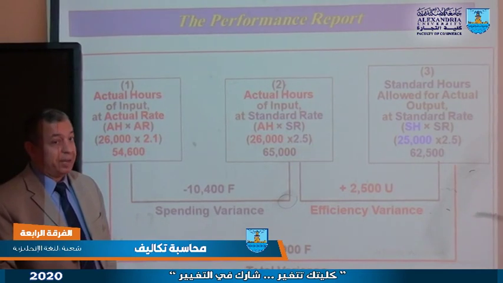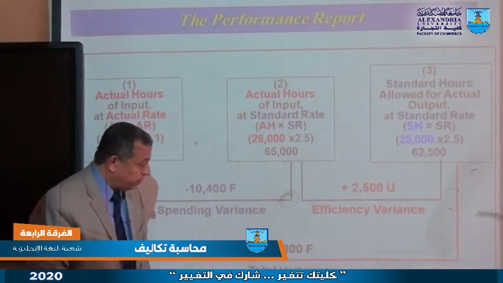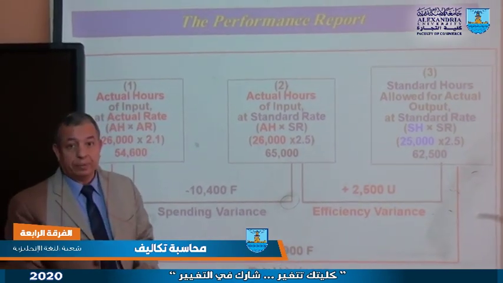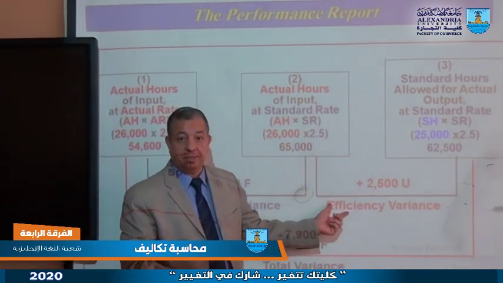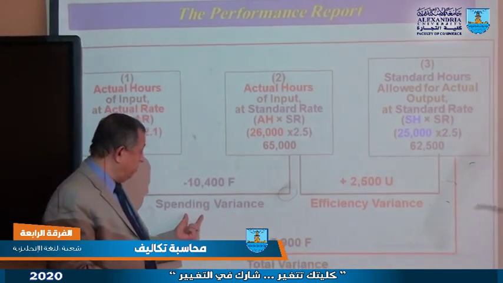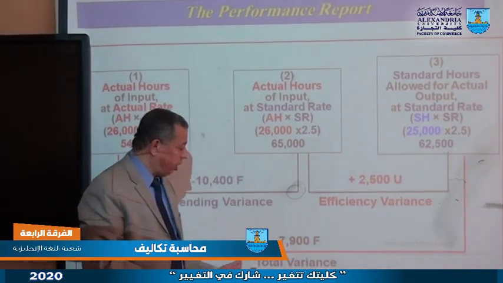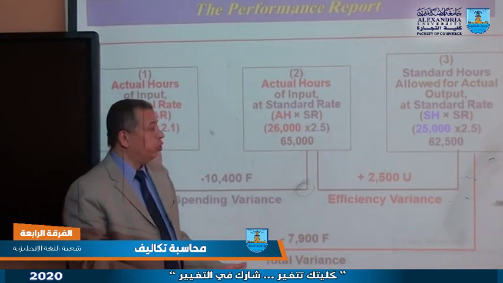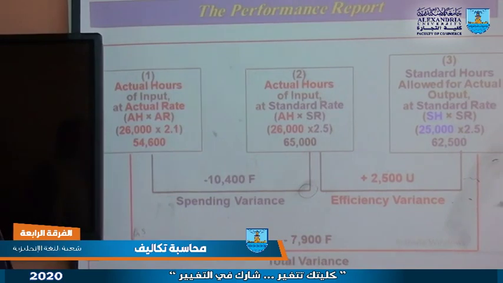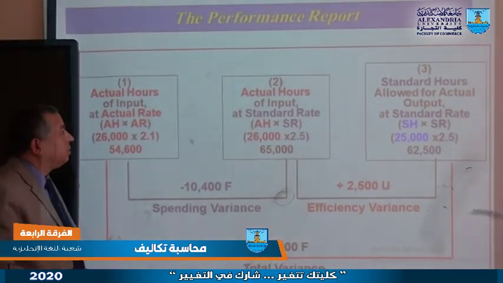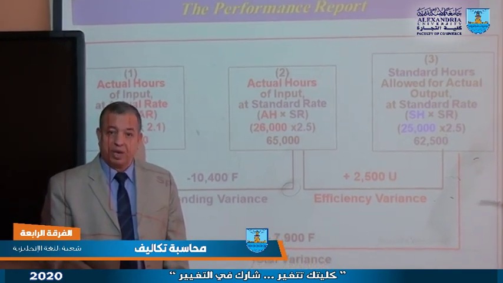Don't forget, I will check my answer. The total variance has 2 reasons. The first one is spending, and the second, efficiency. So the total of spending and efficiency must equal total variance. Again, must equal total variance. This is how to prepare, how to calculate and how to analyze the variable overhead, variance analysis.